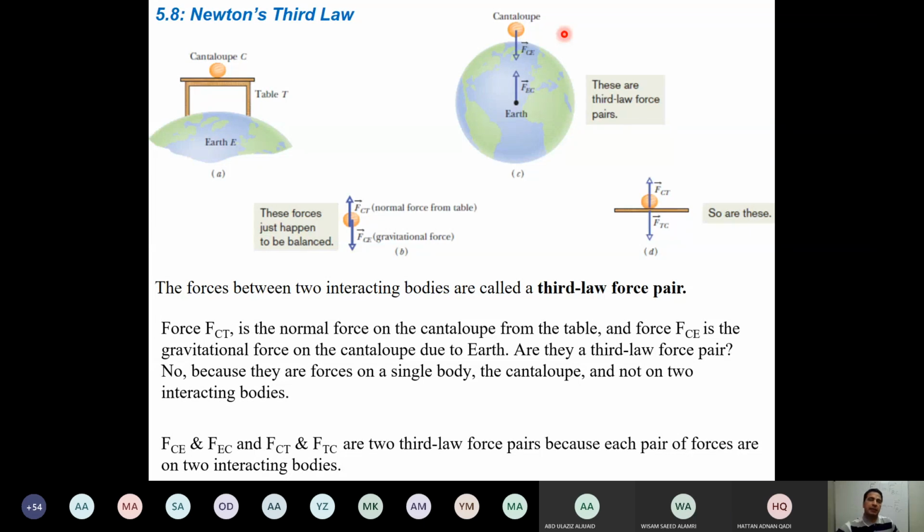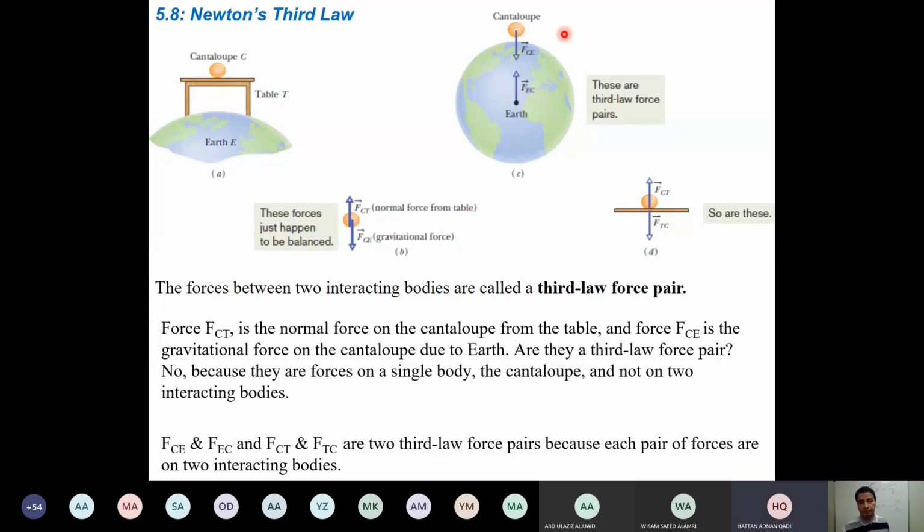First of all, the cantaloupe is applying a force on the table, and the table is applying another force on the cantaloupe. That is the third law force pair, action and reaction. But if we say the table is applying a force on the cantaloupe, and then the earth is applying another force on the cantaloupe, those are not action and reaction, because the earth is applying a different force and the table is applying another force, right?